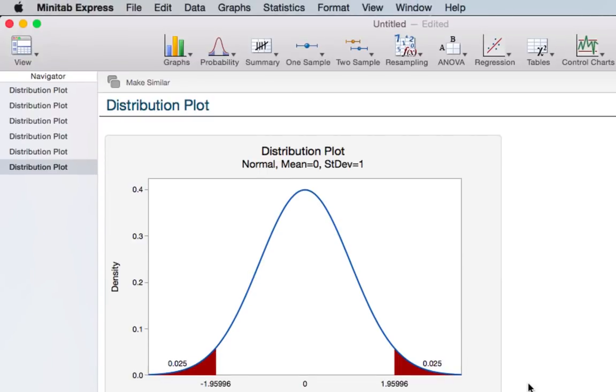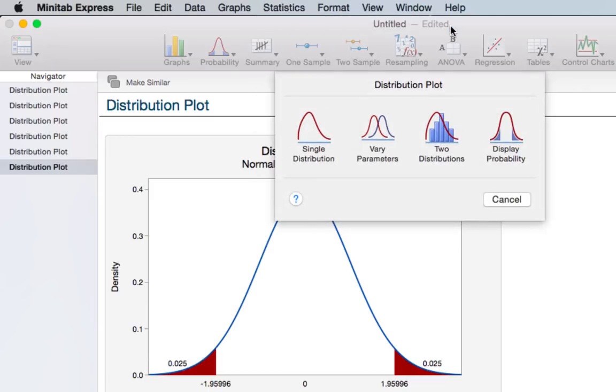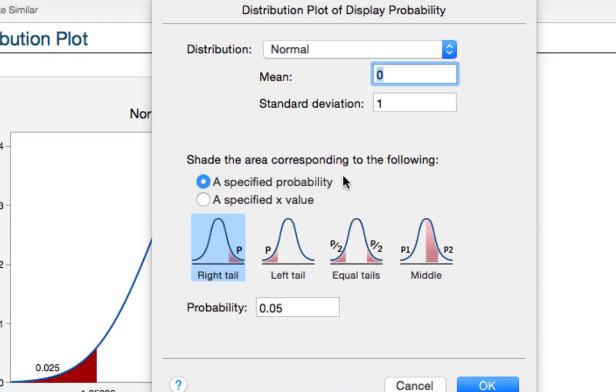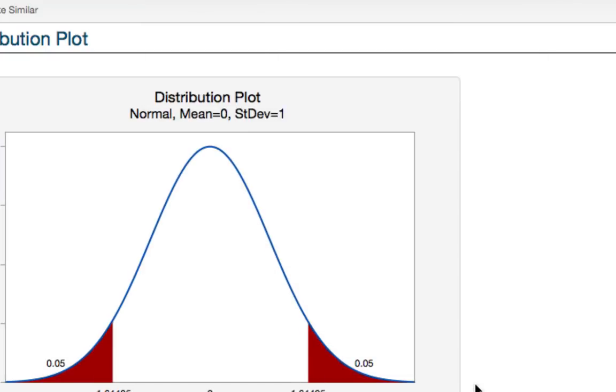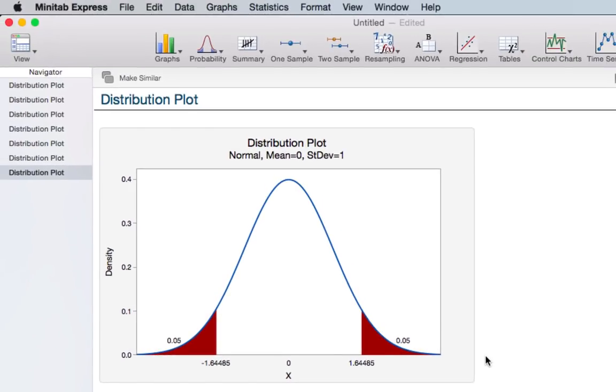Let's find the z-scores that separate the middle 90% from the outer 10%. Again, we'll construct a distribution plot to display probabilities. We have a specified probability, and we have equal tails. We have 90% in the middle and 10% split evenly between the left and the right. The z-scores that separate the middle 90% of observations from the outer 10% are plus and minus 1.64485.